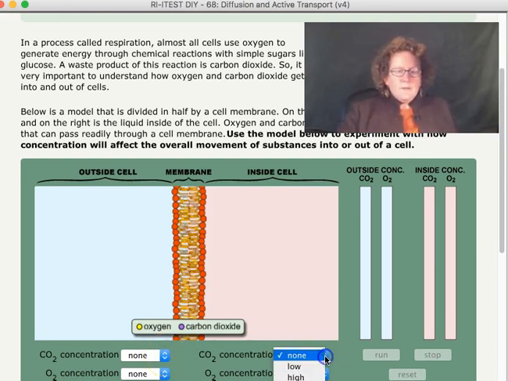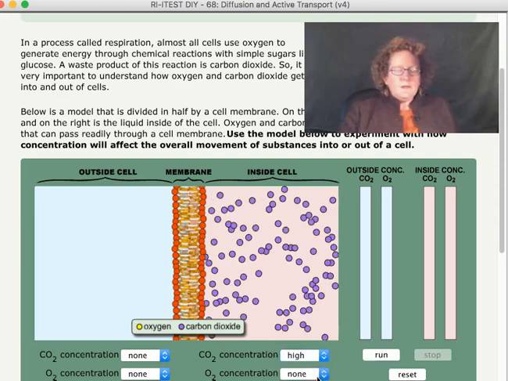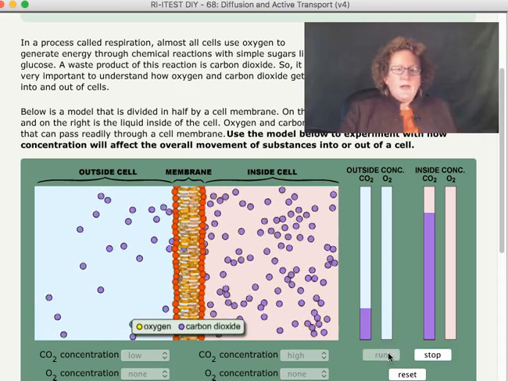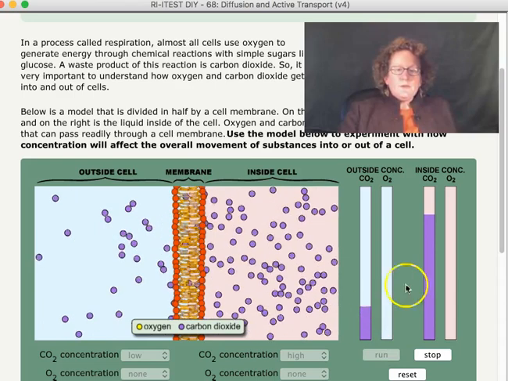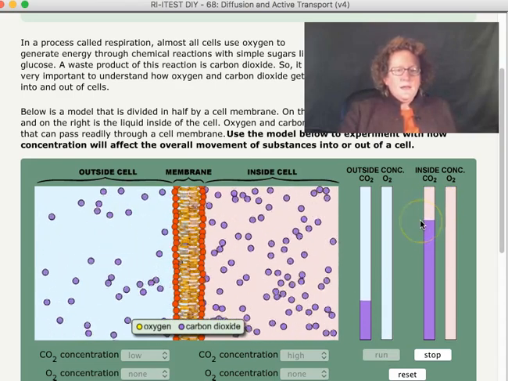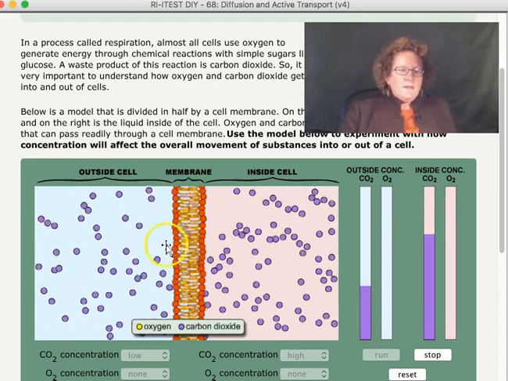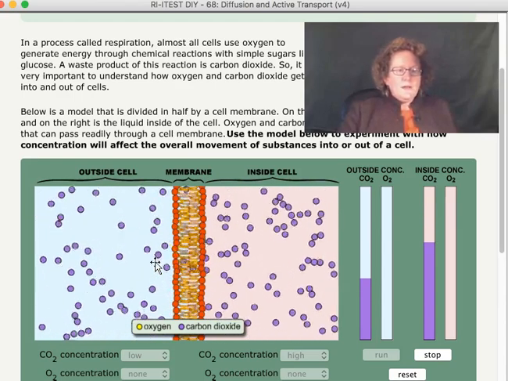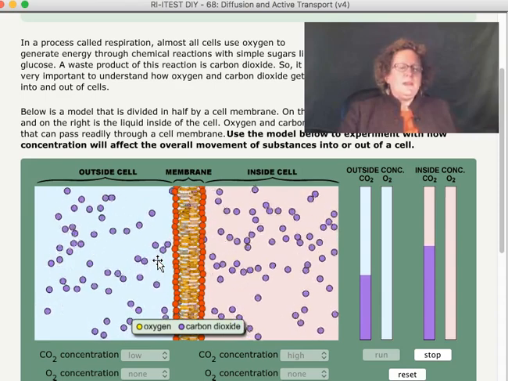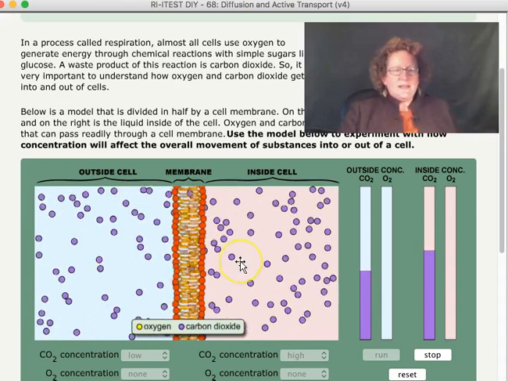There's a lot of carbon dioxide in your cells because it's a byproduct of the reaction to break down sugar and make ATP. And there's a low concentration outside your cells. Let's run the model and see what happens over time. Look at the concentration outside and inside and watch the molecules. Watch how many are heading inside to outside and watch how many are heading outside to inside the cell.